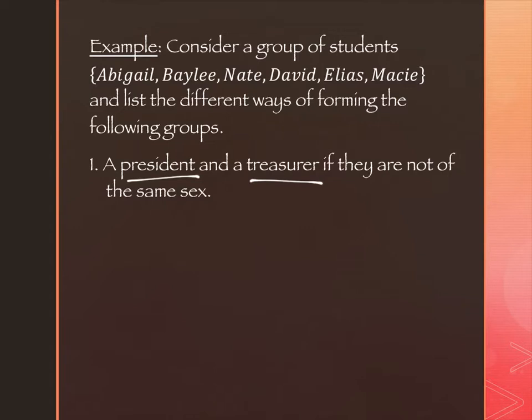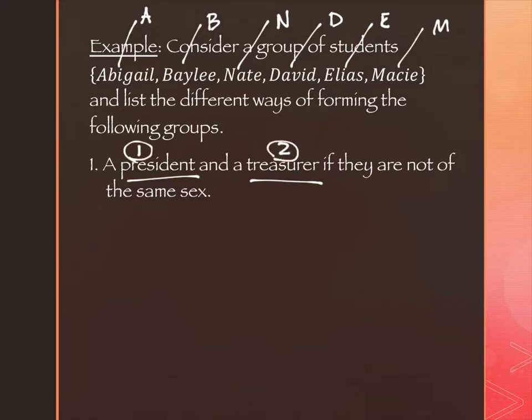And I chose the names strategically so that they all have different first letters, so that we don't have to write them all out. We can just use their first letter as an initial, because otherwise it's going to take too long. So we've got Abigail, Bailey, Nate, David, Elias, and Macy. Okay? So here are our letters. And we need to create ways of having a president and treasurer. Just because they're listed in this order, we're going to list the president first and the treasurer second. Does that make sense?